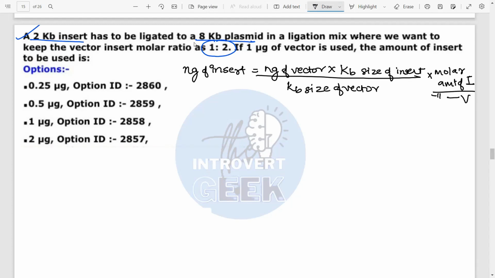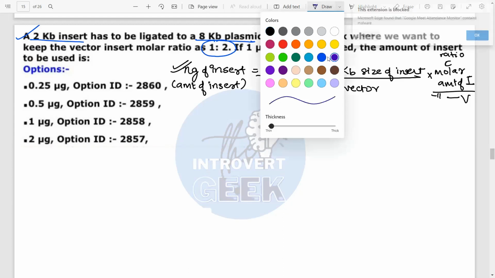I'll repeat once again. So to calculate the nanogram of insert, that is in short the amount of insert, the formula is the vector amount, which has to be in nanogram, into the size of the insert in kb, divided by size of vector again in kb, into molar amount of insert upon molar amount of vector. Usually this parameter is given as a ratio. Okay, now let us simply substitute our values and find our answer.